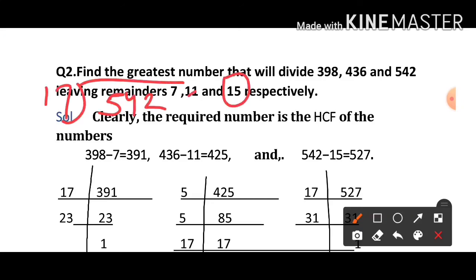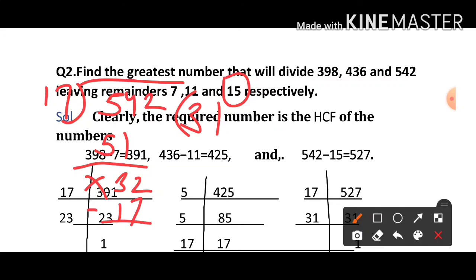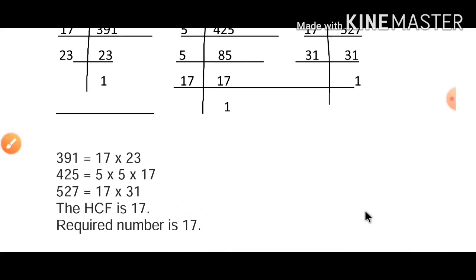So 17 threes are 51. 32 is left, then 17 ones are 17. So 32 minus 17 is equal to 15 here. So you can see that the greatest number that will divide 398, 436 and 542 is 17, which will give remainder 7, 11 and 15, which we have verified. So we'll see the next question of this exercise in the next day of our class.